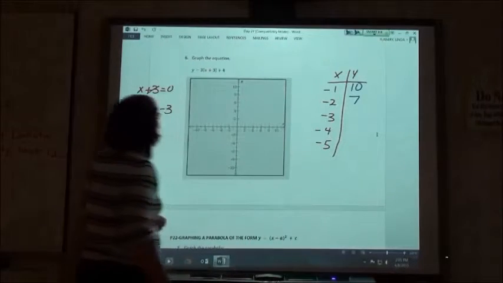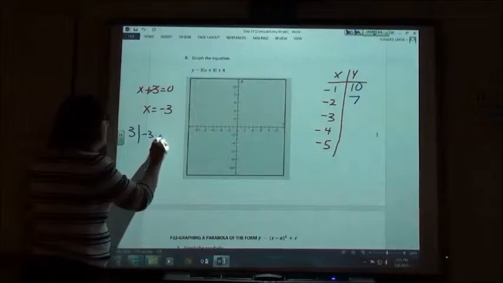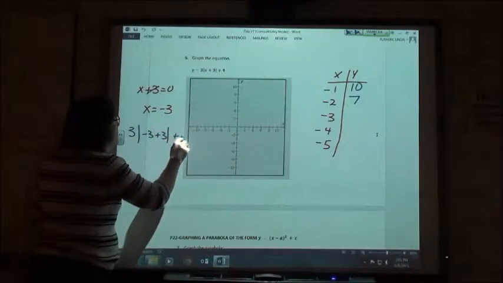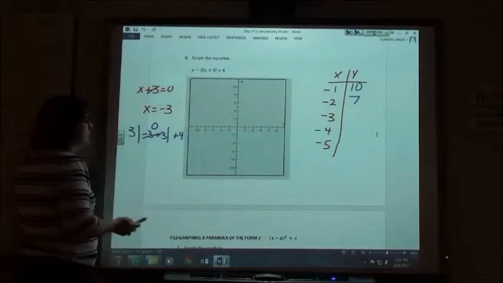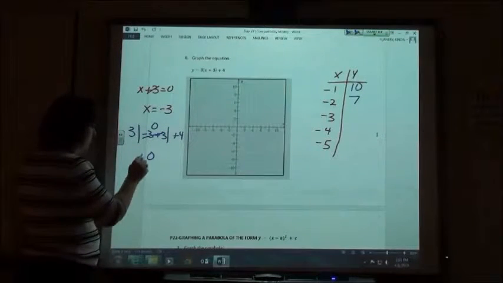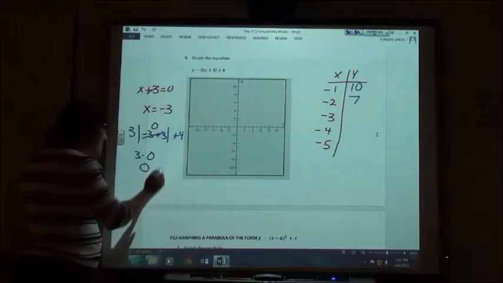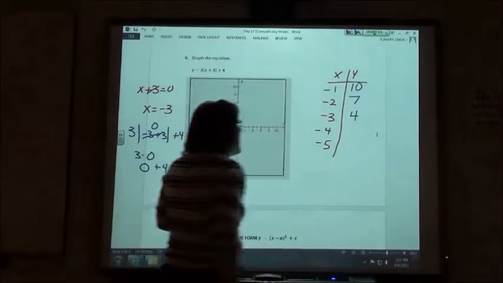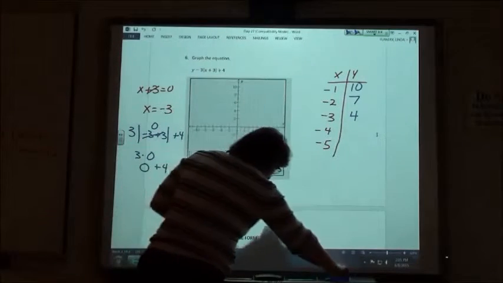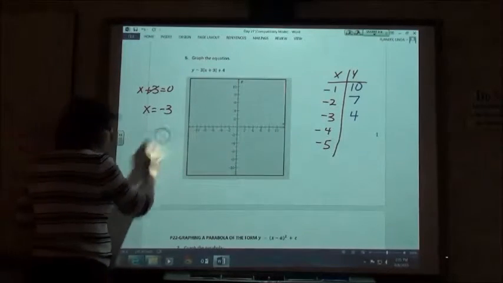So 3 times the absolute value of negative 3 plus 3, plus 4. Negative 3 plus 3 is 0. The absolute value of 0 is still 0. 0 times the 3 in front is still 0. Plus my 4 on the end gives me 4. Plugging in my next number.